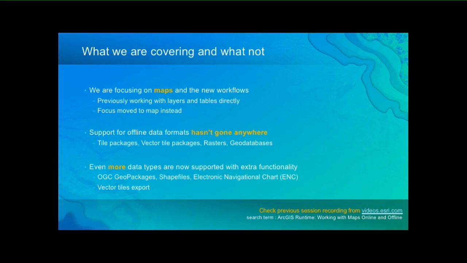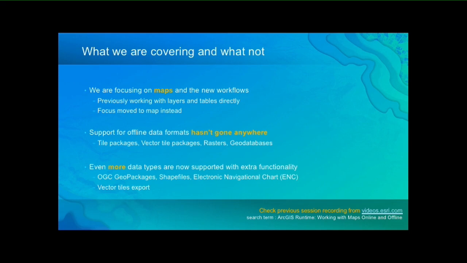None of that stuff has gone away. It's all there. And all the other layer types that we're not going to talk about today, things like tile packages, vector tile packages, rasters, the mobile geodatabase itself, all of this is still in the API. It still behaves the exact same way. There are some great sessions that were done on this in the past. They're really good. Check them out if you'd like to learn about them.